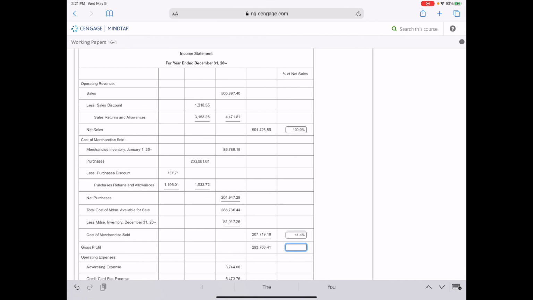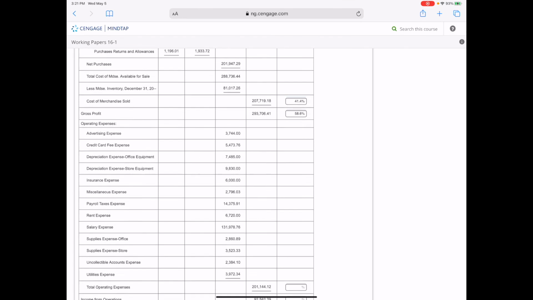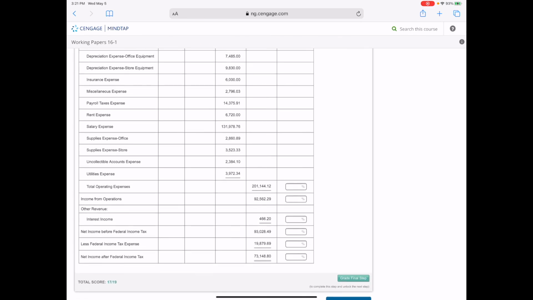And we'll go through and do the same thing. We take the number that's related to our gross profit, divide it by our sales, and we come up with 58.6%. And again, those two numbers will equal 100%. Then we're going to go down here, our total operating expense divided by our net sales, and we come up with 40.1.